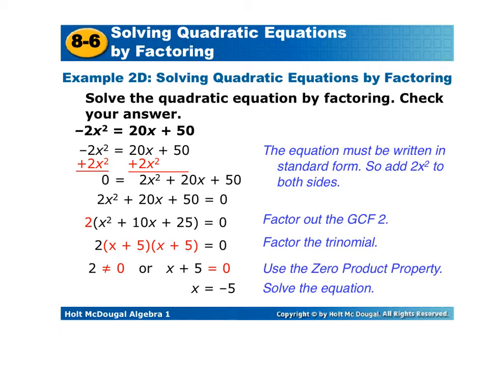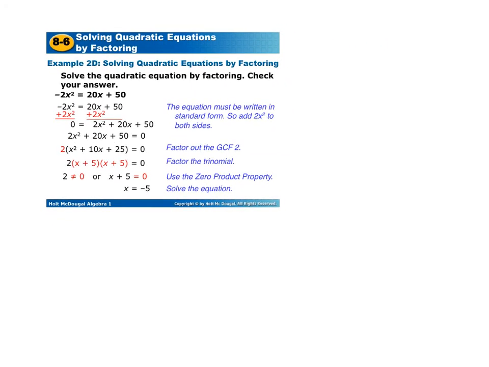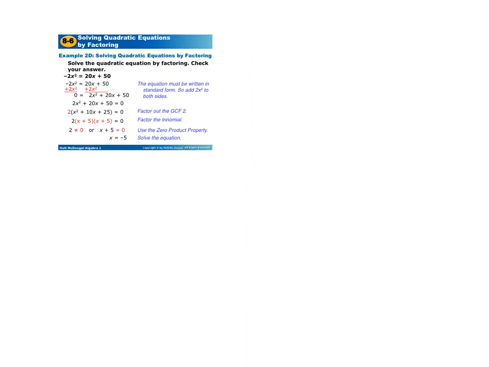Notice this one was a little bit more complicated. They had to factor out a greatest common factor first. Now, we did this in chapter 7, so let me work through this one because this one's a little bit more challenging. So, negative 2x squared equals 20x plus 50.